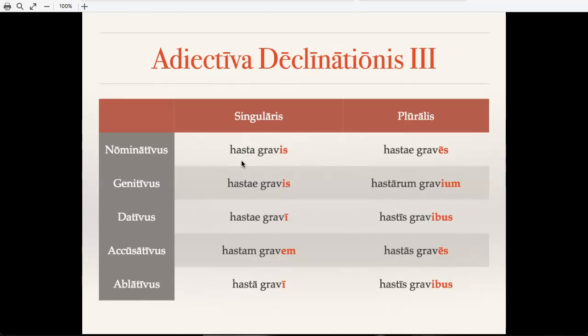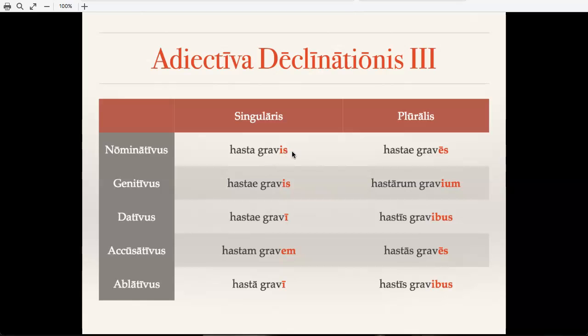Now a feminine example, hasta gravis, the heavy spear. Again, hasta is a first declension feminine noun, so it'll go and do its own thing here with the first declension endings, a, ae, arum, is, as, is. But our third declension adjective, gravis, heavy, doesn't care about its declension. It only cares about the gender, in this case feminine. So we know that we'll need to use third declension masculine, feminine, -ium endings on it.